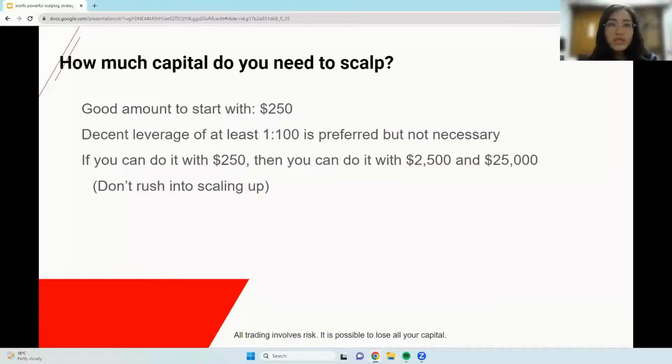trade. So what this means is that with an account size of maybe $1,000, only $10, which is 1% of 1,000, should be risked on each trade. While this is difficult in practice, traders should avoid the temptation of trying to turn their 1,000 into 2,000 quickly. If you can do it with $250, then you can do it with 2,500 and 25,000. But definitely don't rush into scaling up.